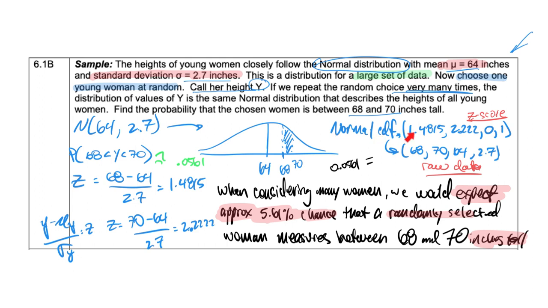You can do normal CDF, and then you get your standardized information: lower bound, upper bound, mean, sigma, standard deviation. I meant lower bound, upper bound. Sorry. Or you can just use the raw data, normal CDF in your calculator, and then you do the lower bound, which was 68, upper bound of 70, mean of 64, standard deviation 2.7. This equals 0.0561, about. So then in context, when considering many women, we would expect approximately a 5.61% chance that a randomly selected woman measures between 68 and 70 inches tall.